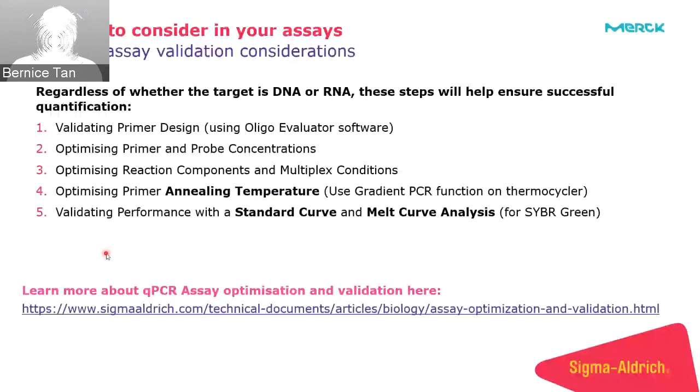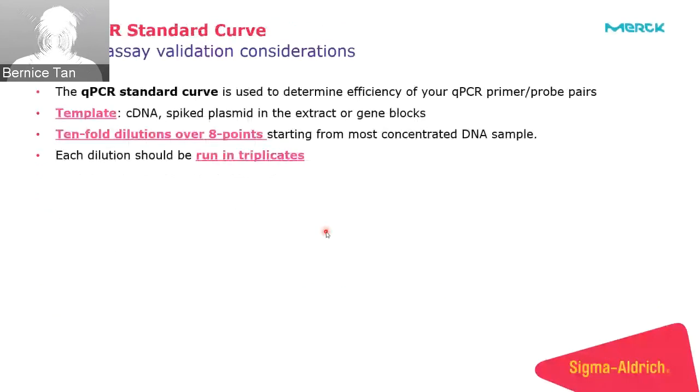You need to set up a qPCR standard curve to determine the efficiency of your qPCR assay. In order to do this, you need to start off with a template. It can be your cDNA, it can be spike plasmids or gene blocks. You then set up a 10-fold dilution of your template, starting from the most concentrated DNA sample. Each dilution should be run in triplicates.